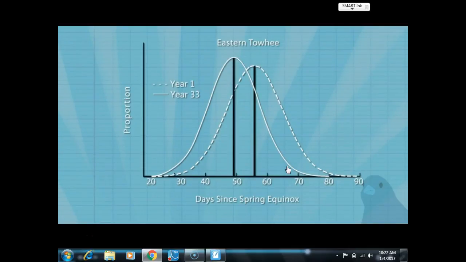What's different between the 2 years is the proportion of birds that have arrived by a particular time. In year 33, half of the birds had arrived within 48 days of the spring equinox, while in year 1, only 0.23, or 23% of the birds, had arrived by that time. In year 1, it was another week until half the birds had arrived, at 55 days after the equinox.